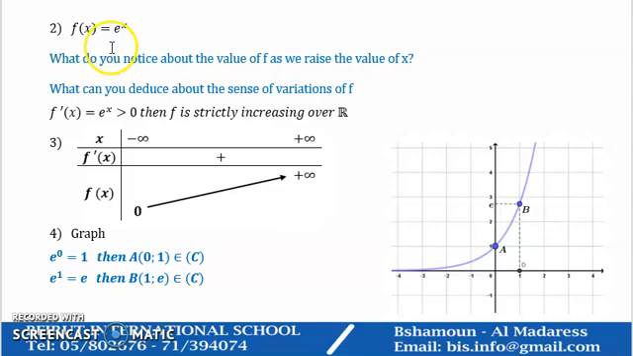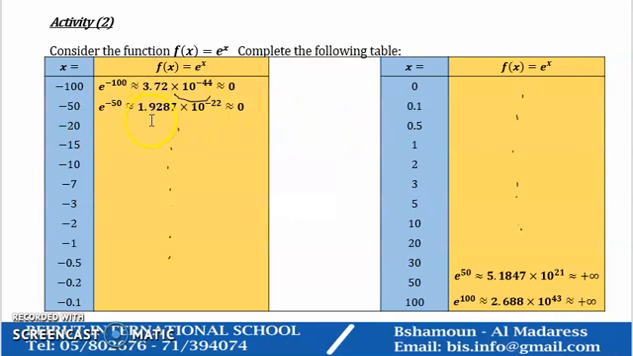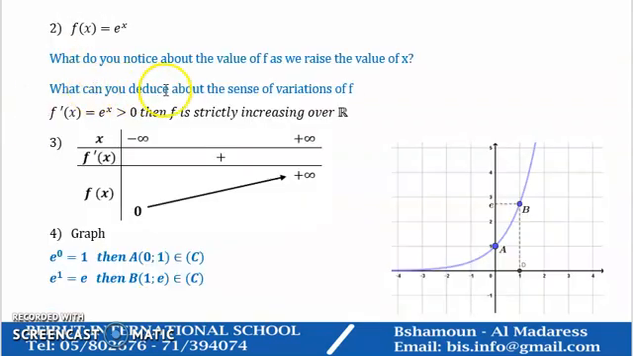Now, what about the derivative function of f of x? But before the derivative, when you solve this table, you notice that the values of x become larger. And as you increase the value of x, the value of e^x increases. So what can I deduce about the sense of variation of this function? It will be strictly increasing.